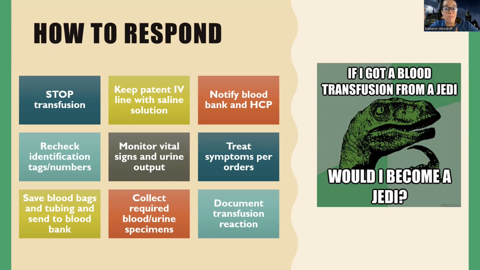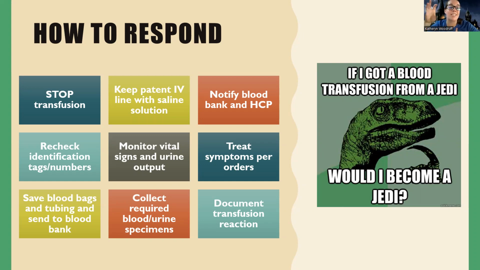We're going to notify the blood bank and the doctor, and recheck to make sure that we didn't miss anything when we look at those tags and identification numbers. We're going to watch their vital signs and changes in their urine output, because especially with that hemolytic reaction, they can go into rhabdomyolysis and end up with kidney failure, et cetera. So I want to watch their urine output closely and treat whatever symptoms they're having per what the doctor orders.